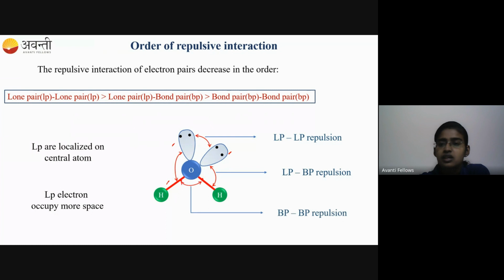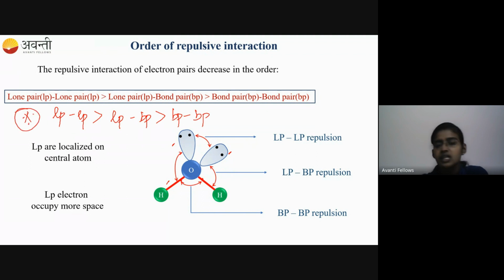We have 2 bond pairs, right? These 2 are bond pairs. That is called bond pair repulsion. Among these 3, the lone pair repulsion is more compared to the second and the third. Got it? So this order is very, very important. Following this order only, each molecule takes its own shape and geometry, which we will be discussing in the upcoming slides.